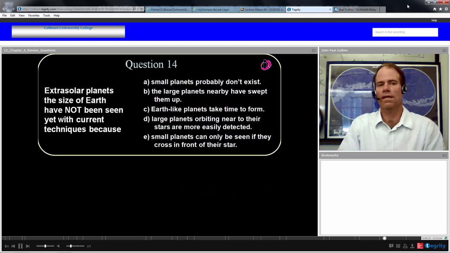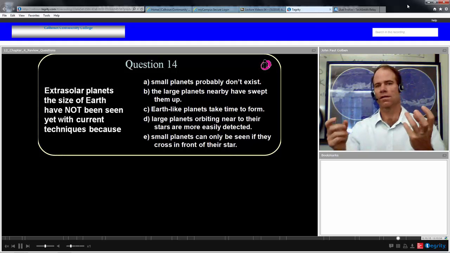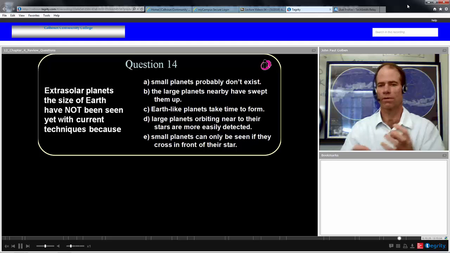Question 14. Extrasolar planets the size of Earth have not been seen yet with current techniques because, actually, recently an Earth-sized object has been detected around a brown dwarf star, but most of the time it's really hard to do this because they're so far away. It's easier to see larger planets closer to the stars that are causing this wobble effect. Small planets are going to be really hard to detect.